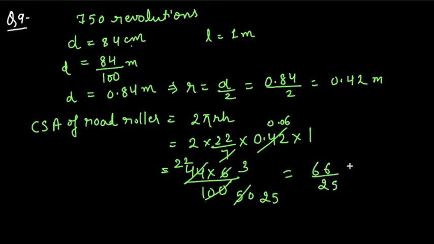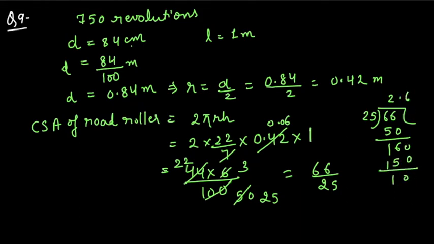Let it be, shall we solve it further? If we divide 66 by 25, 25 into 50, 6, 1. If I place a 0, you get this number. Now 6 times 6, 5s are 30, 150, a decimal, 25 4s are 100. So you are getting 2.64 meters square.